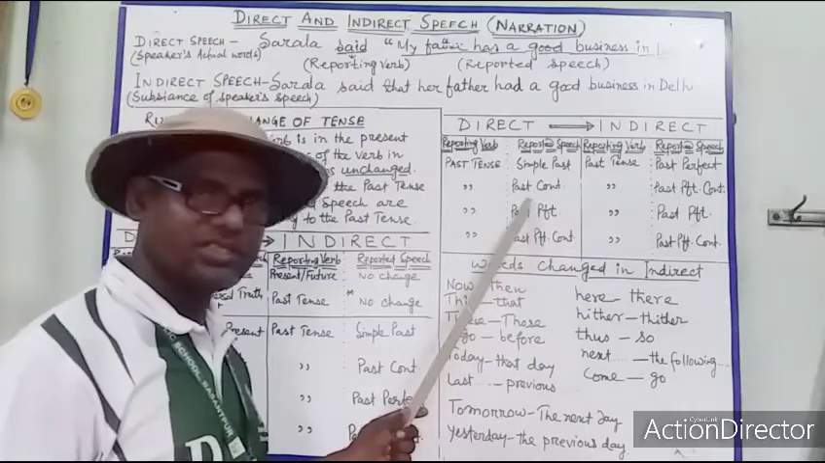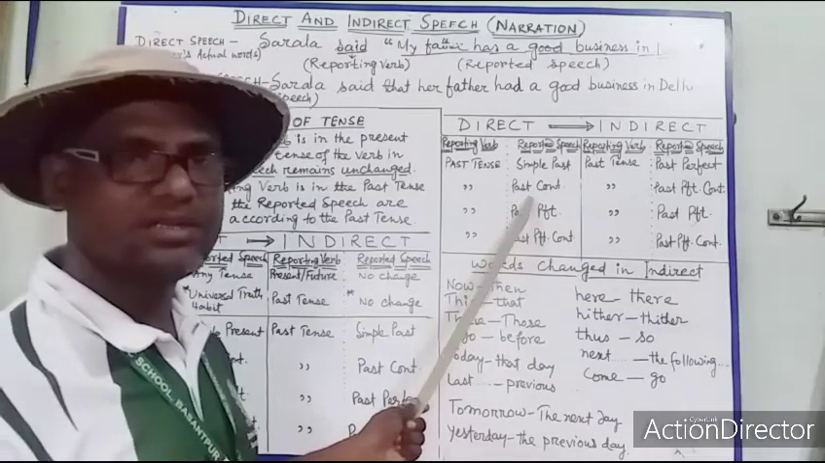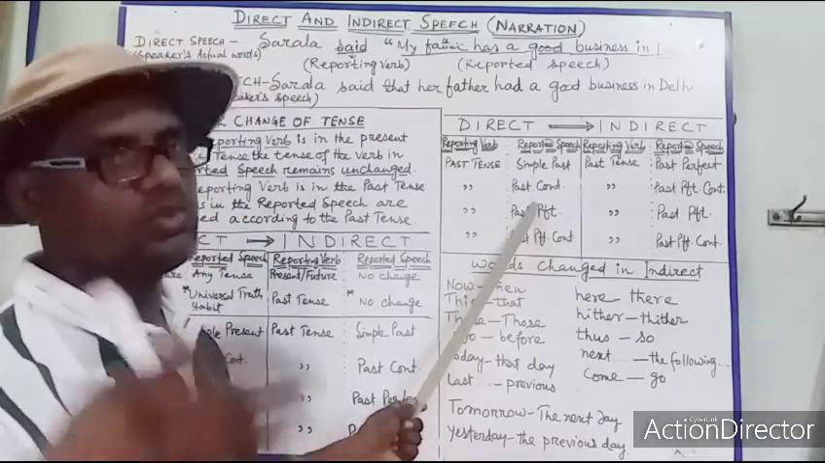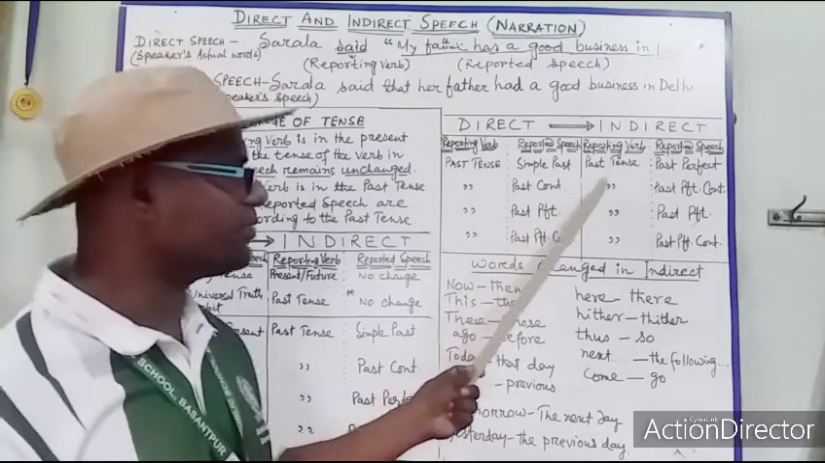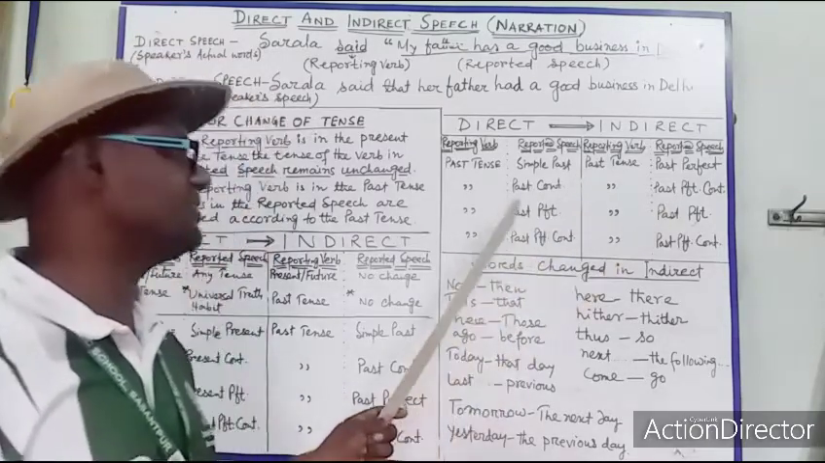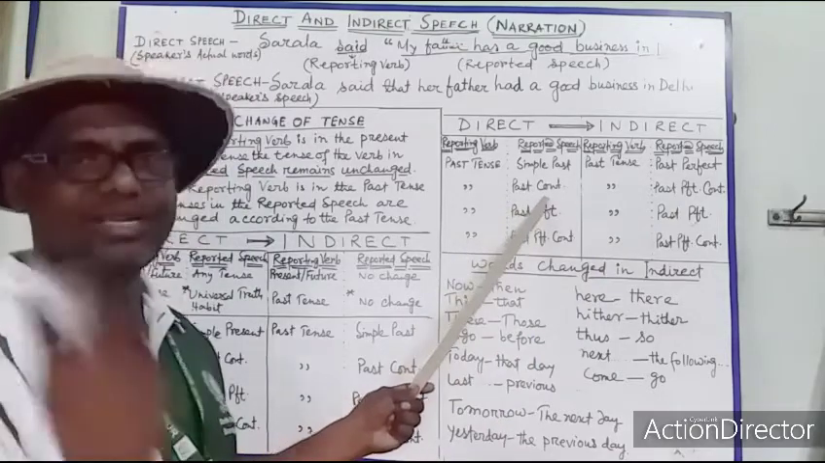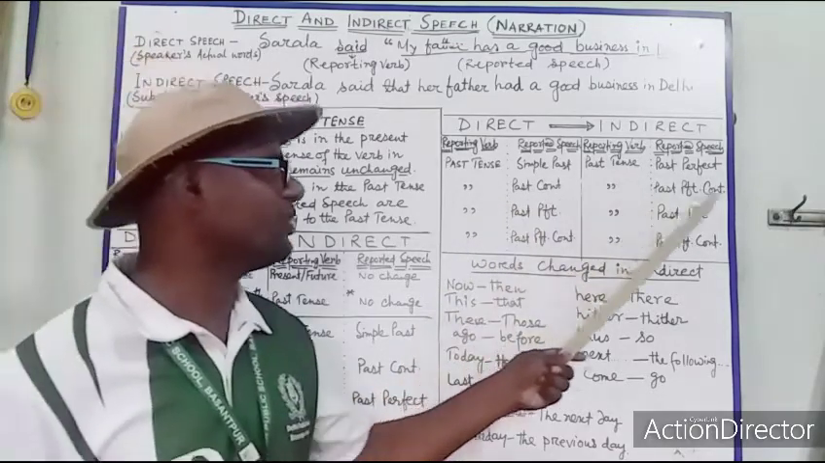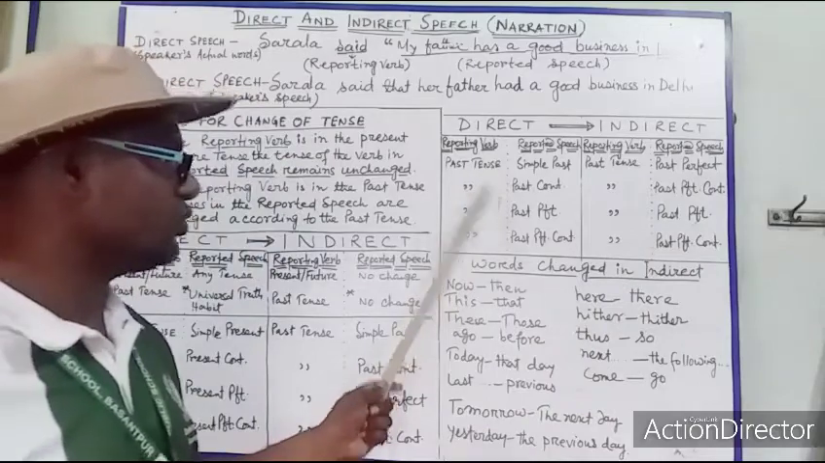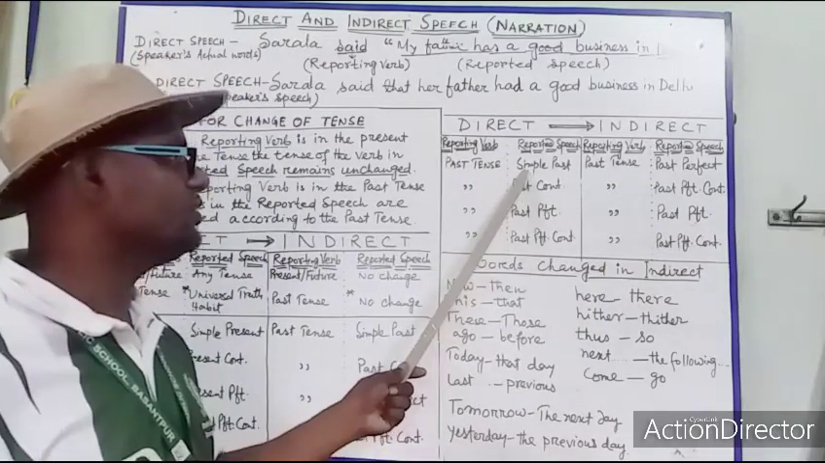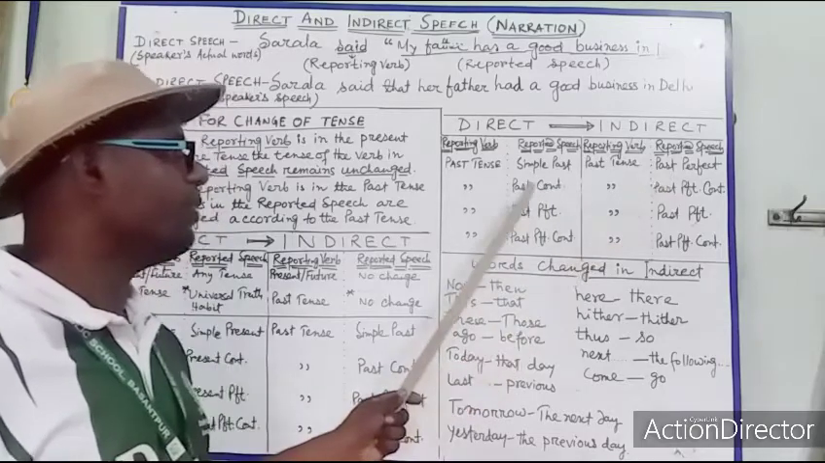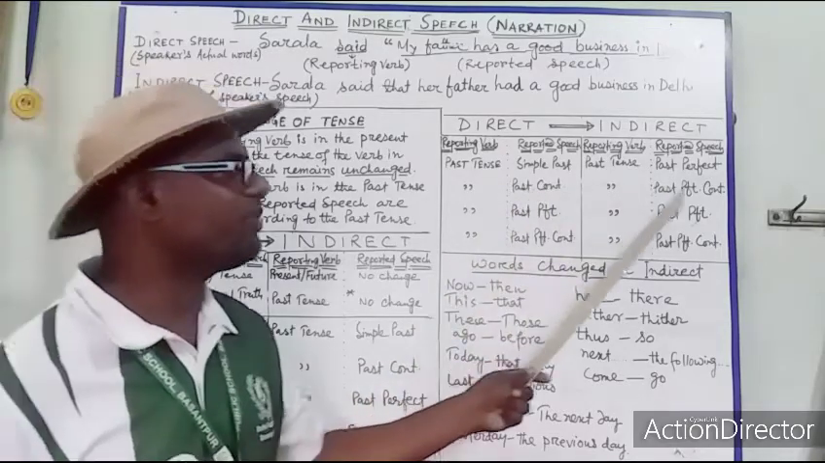After past continuous, the tense is what? Past perfect. So we won't write past perfect. After that, what comes? Past perfect continuous. That means alternate tense. Past continuous, alternate past tense, past perfect continuous. So that means jumping one step. Simple past, jumping into past perfect. Past continuous, jumping into past perfect continuous.